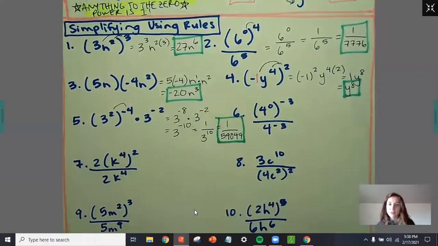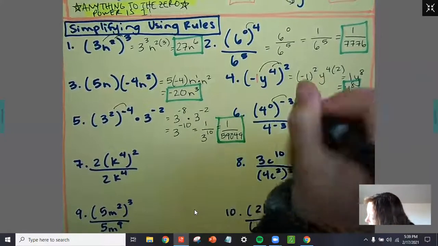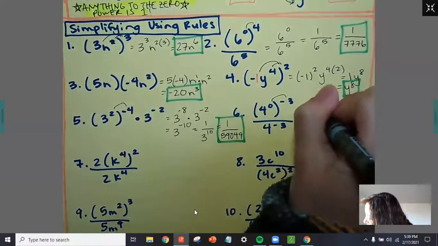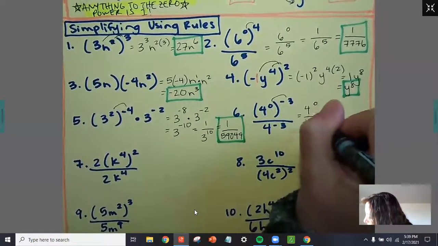So problem number 6, we're going to do a similar thing that we did up here. We're going to distribute the negative 3. 0 times negative 3 is still 0. And then we have 4 to the negative third on the bottom.